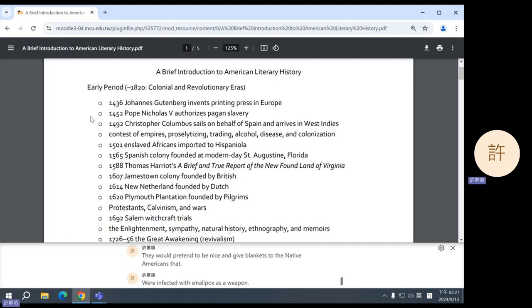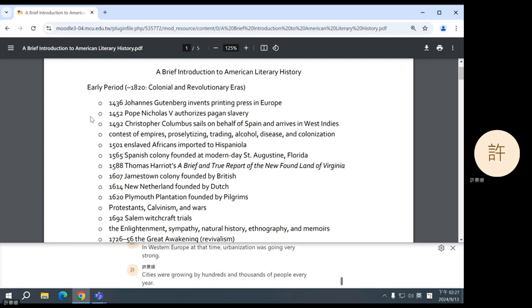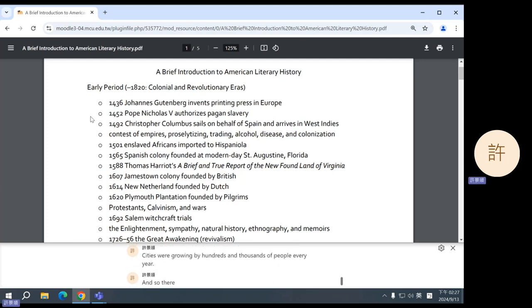And then, of course, there was colonization, right? So they didn't just send people to turn people into Christians and make money. They also sent people to live there. And one reason to create colonies is, of course, to better control the economy. But another reason is because in Western Europe at that time, urbanization was going very strong. Cities were growing by hundreds and thousands of people every year. And so there was a huge population pressure.